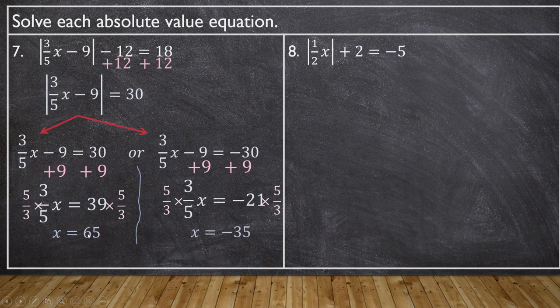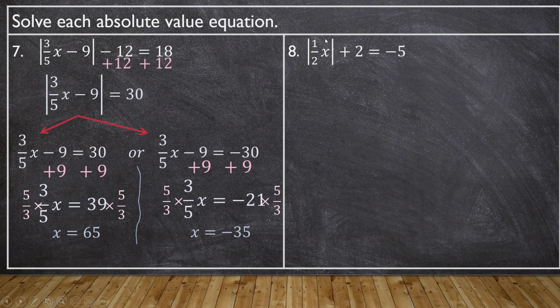So I have x is equal to 65, or x is equal to negative 35. Both of these values make this equation true. Okay? For number 8, I have the absolute value of 1/2 x plus 2 is equal to negative 5.